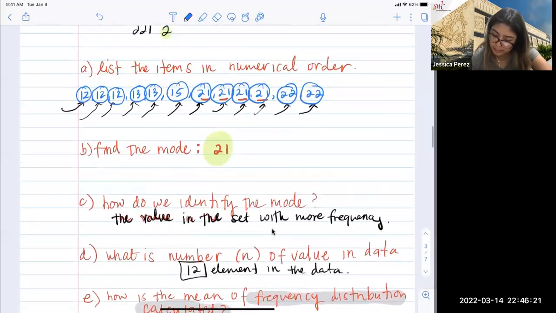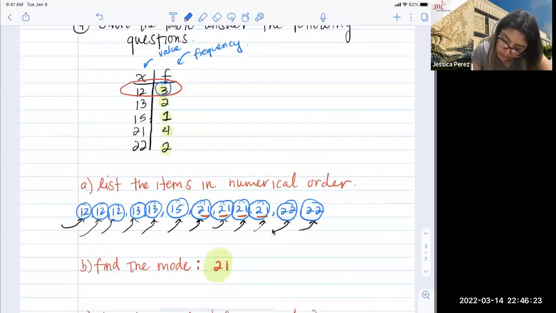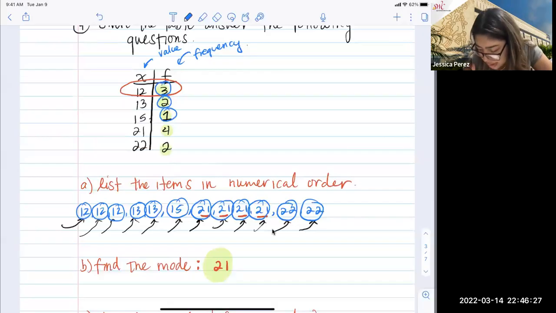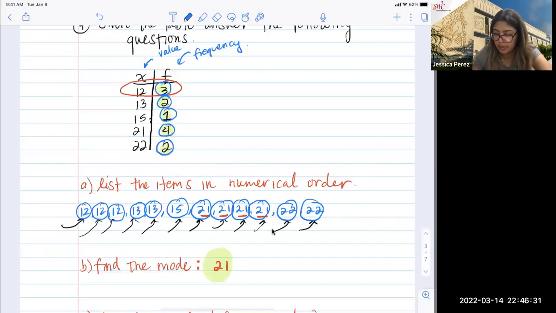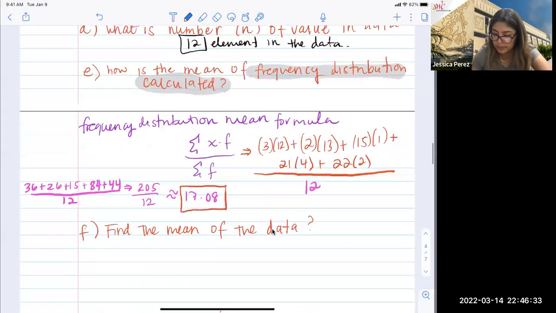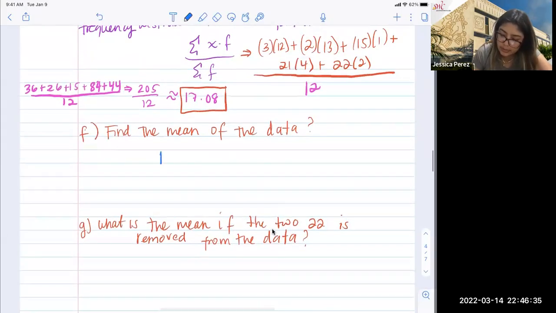The sum of the frequency. Yep, so if I have 3 plus 2, that's 5. Plus 1 is 6. 6 and 4, yep, 12. So it's going to be the same number. So it's 205 divided by 12. And it's the same, 17.08.